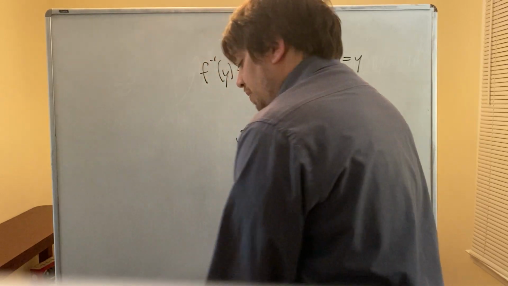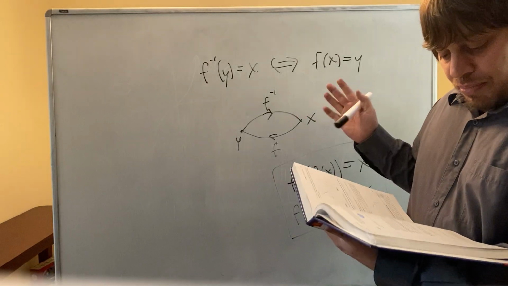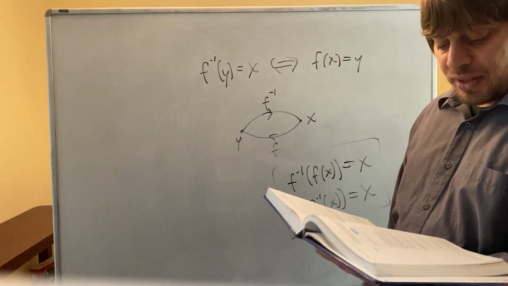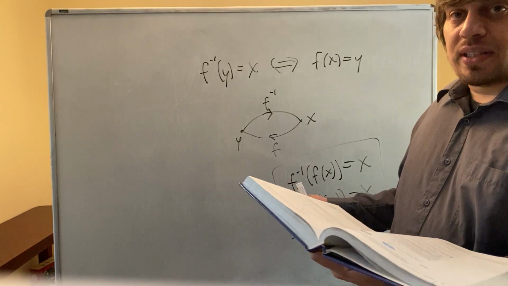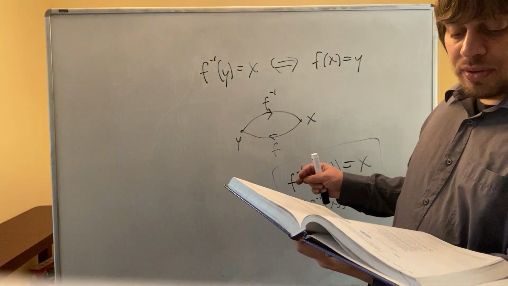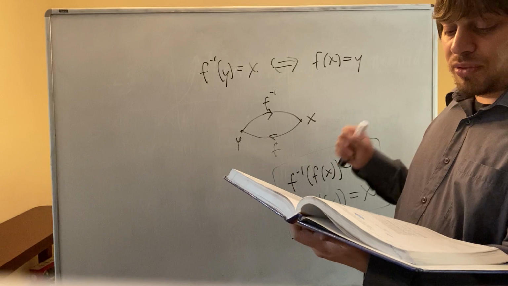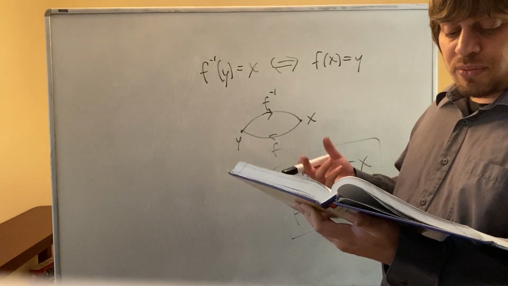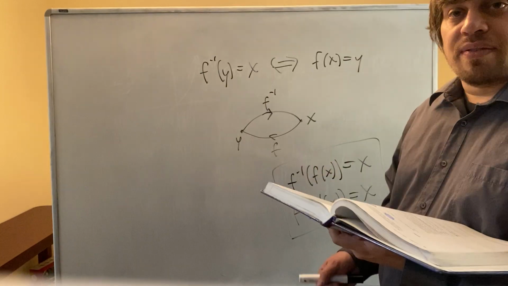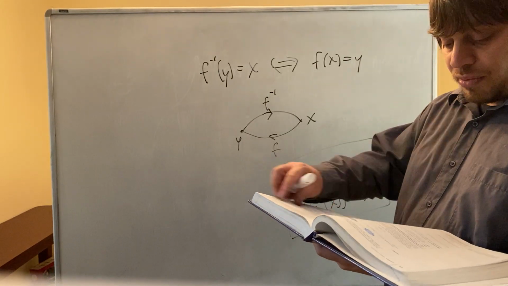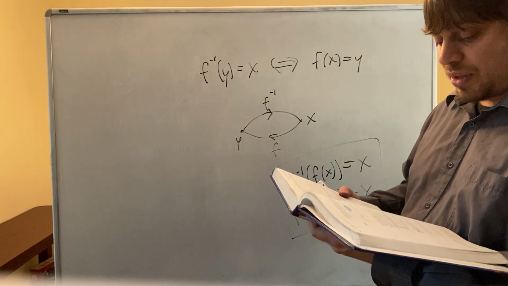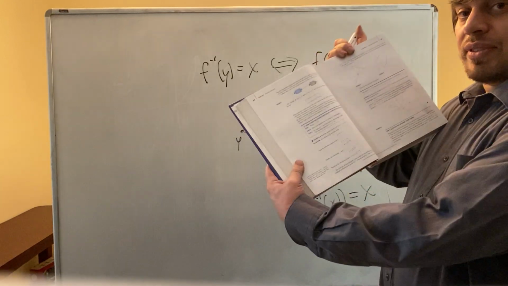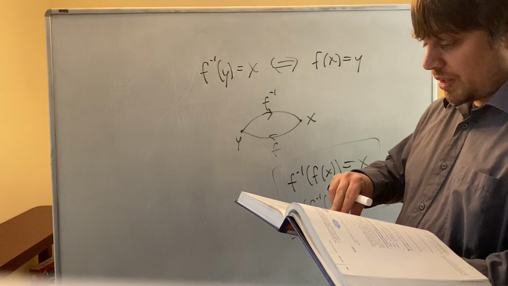On page 256, there's a three-step process for finding the inverse function of a one-to-one function. Step 1, write y equals f of x. Step 2, solve the equation for x in terms of y if possible. Step 3, switch x and y, and the new y is f inverse of x. That is the three-step process for finding the inverse function of a one-to-one function f. It's on page 256. We went over it in class.